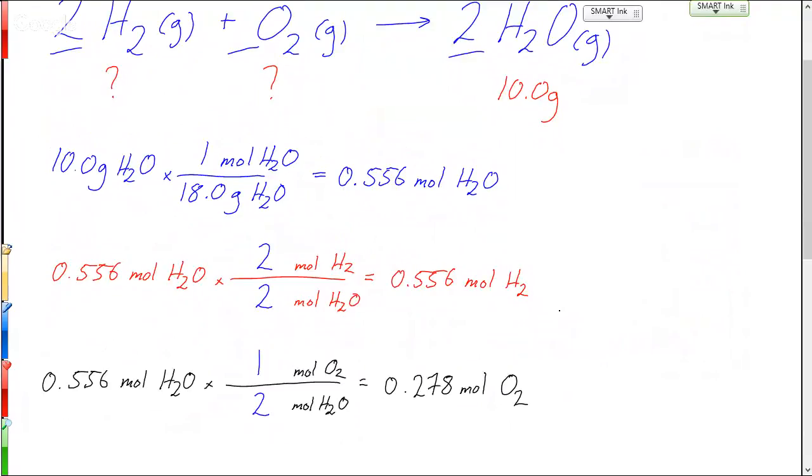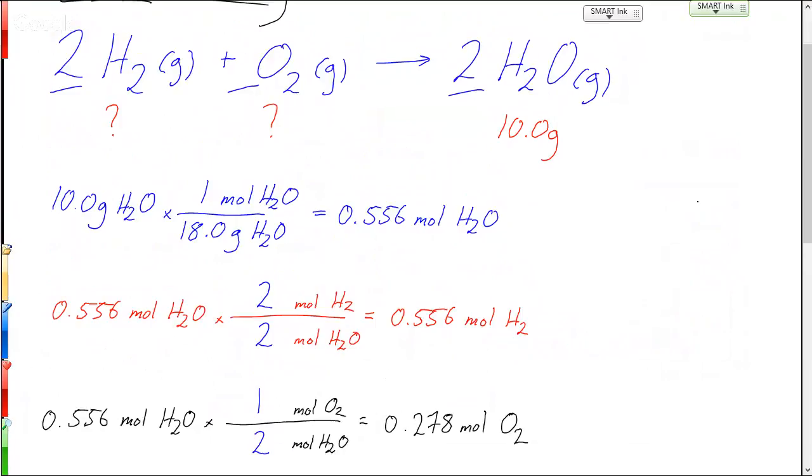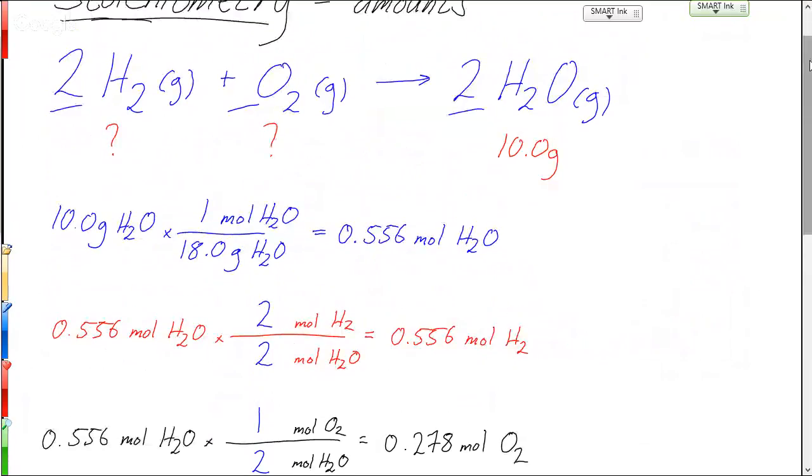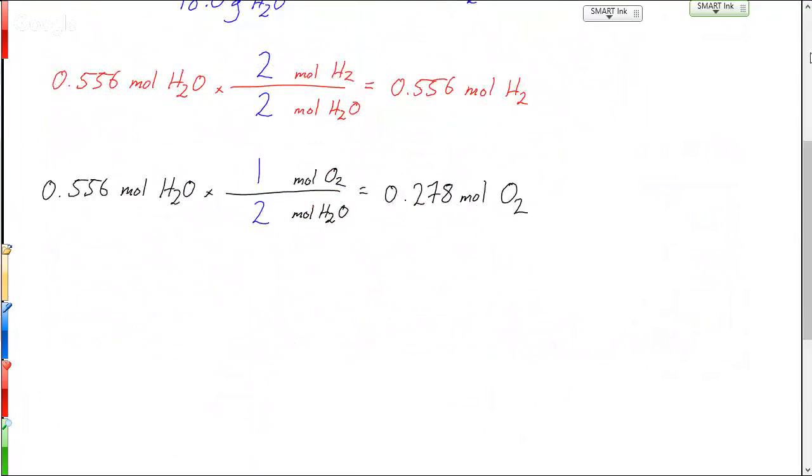So then our final step, since we can't weigh out or measure moles, we want to know how much hydrogen and oxygen we actually need to measure. And we'll learn in chapter 5 that actually weighing gases is pretty hard to do, and there's better ways to do it. But for now, we'll pretend that we can weigh out the hydrogen and the oxygen. And in order to figure that out, we just need to convert to mass. So we multiply by the molar mass of hydrogen.